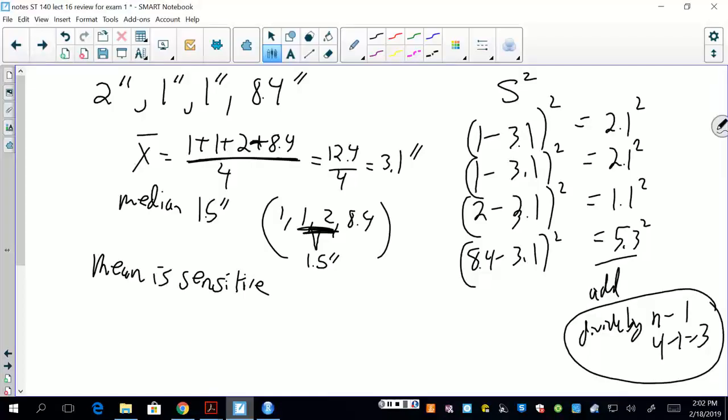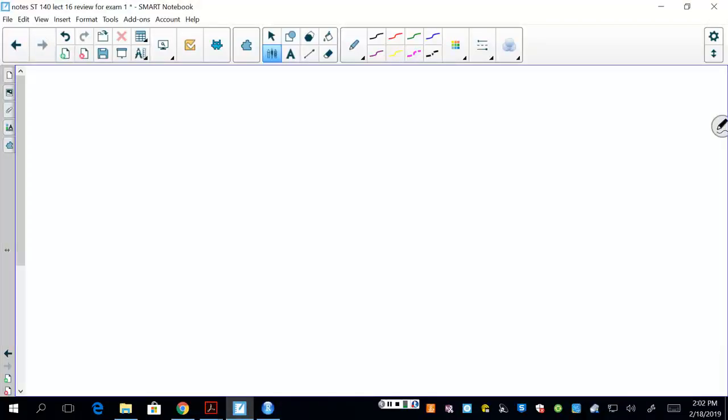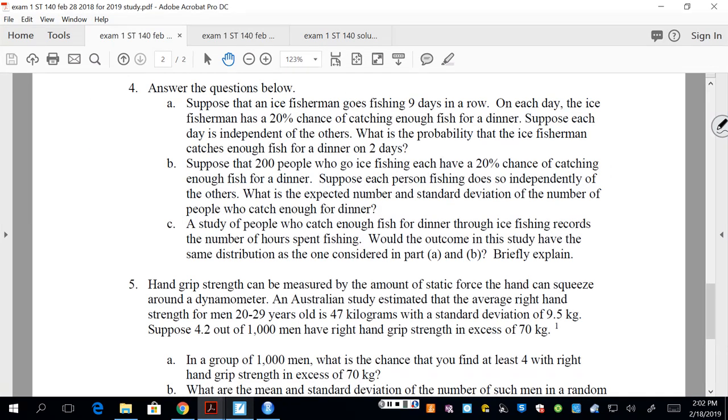So there's an ice fisherman. In this one, there are 9 days. The probability of enough fish being caught was 20%. What's the probability that they catch enough for 2 days?